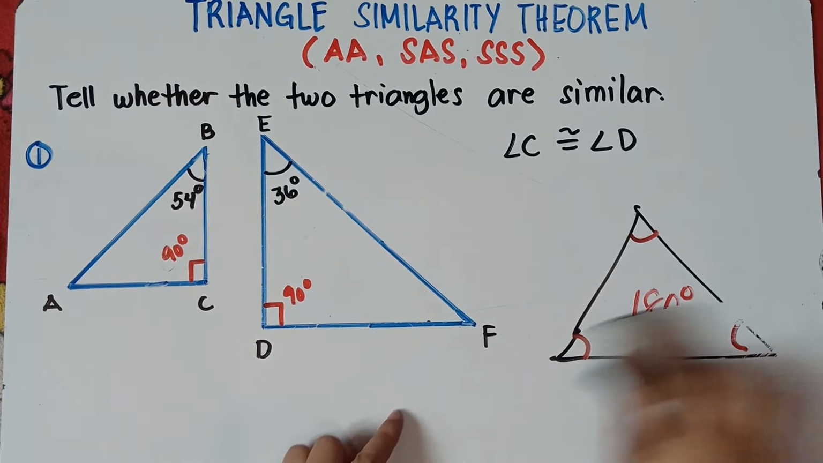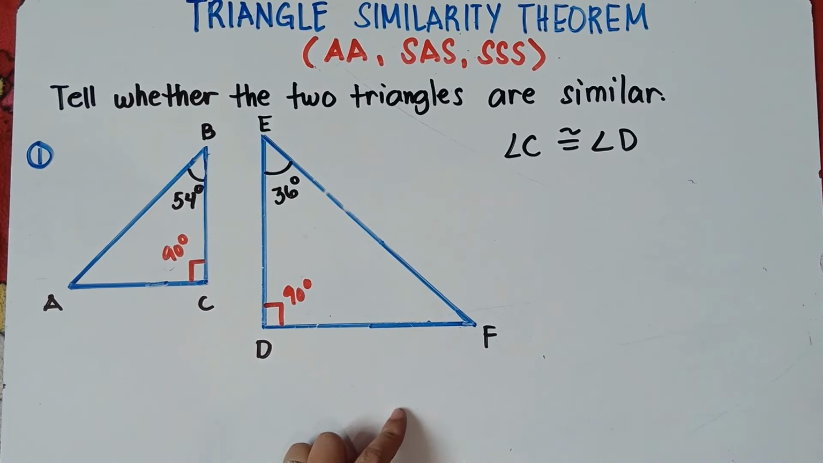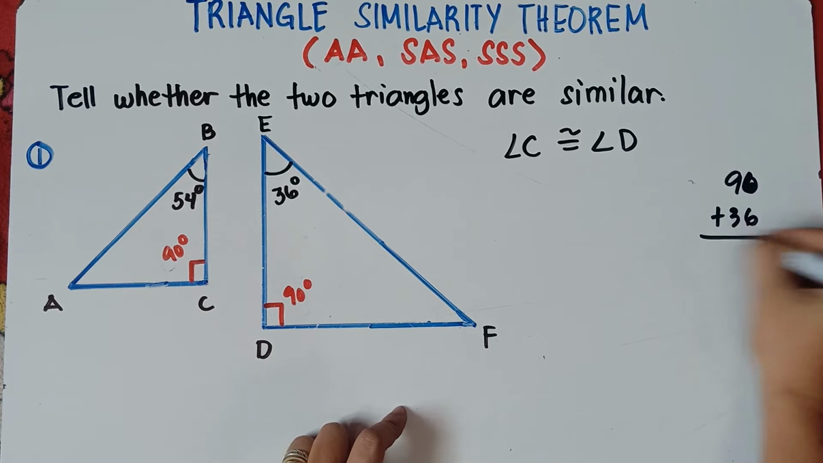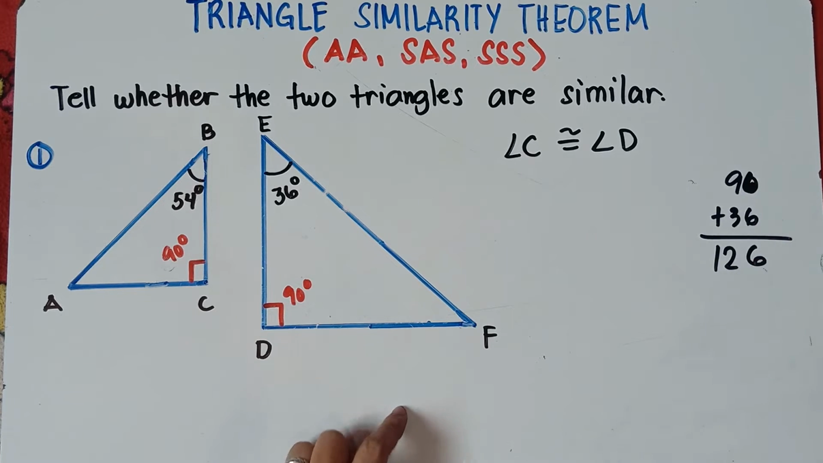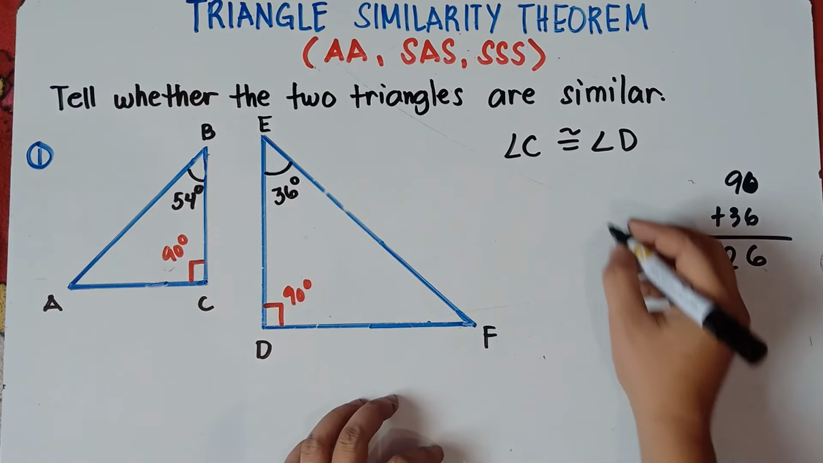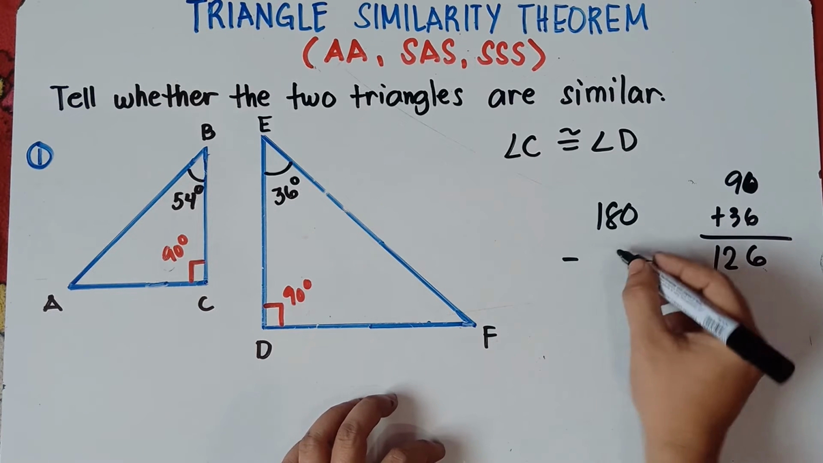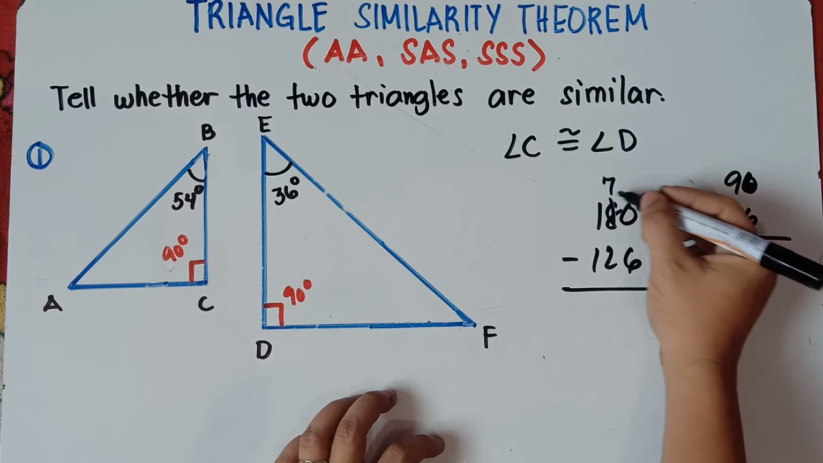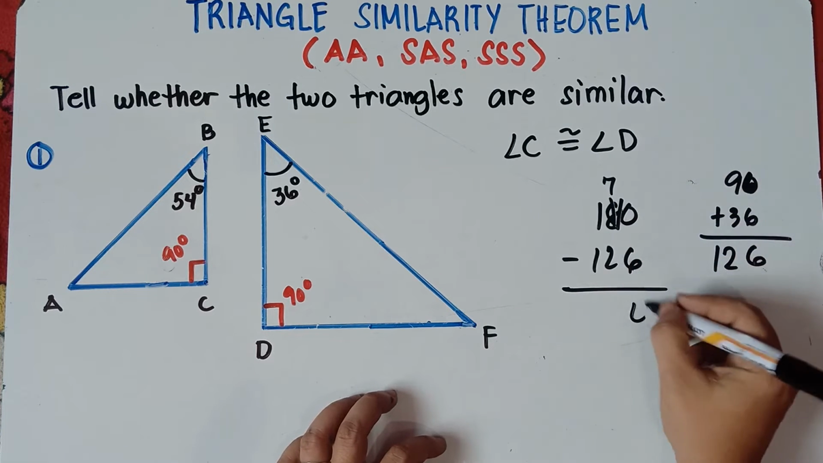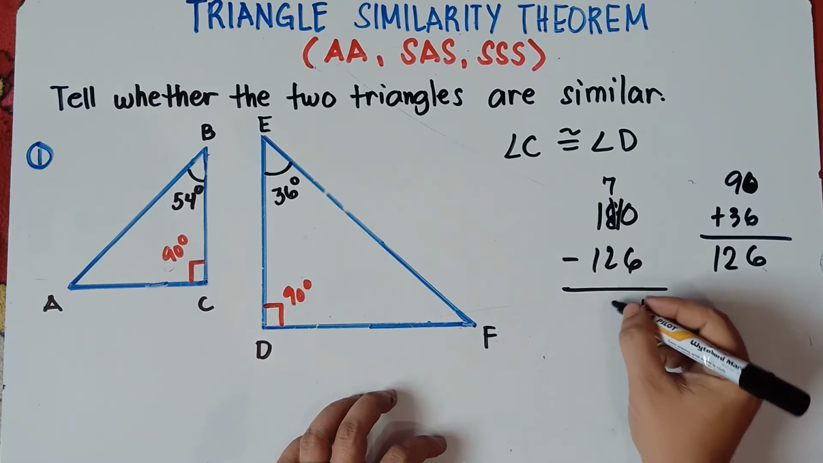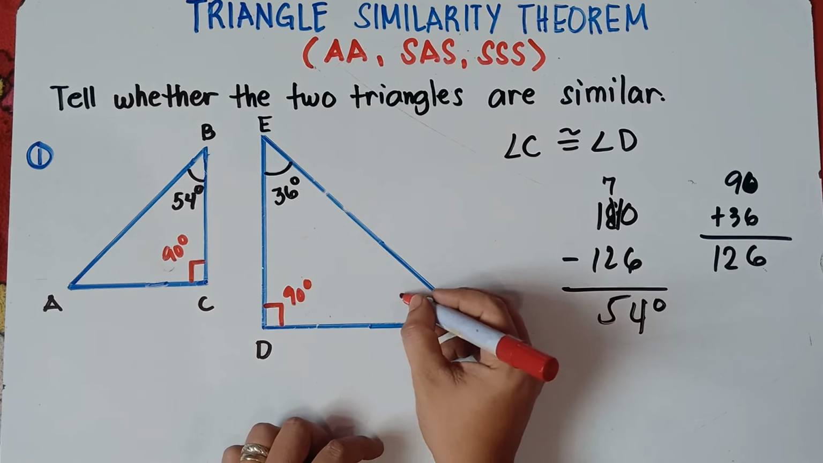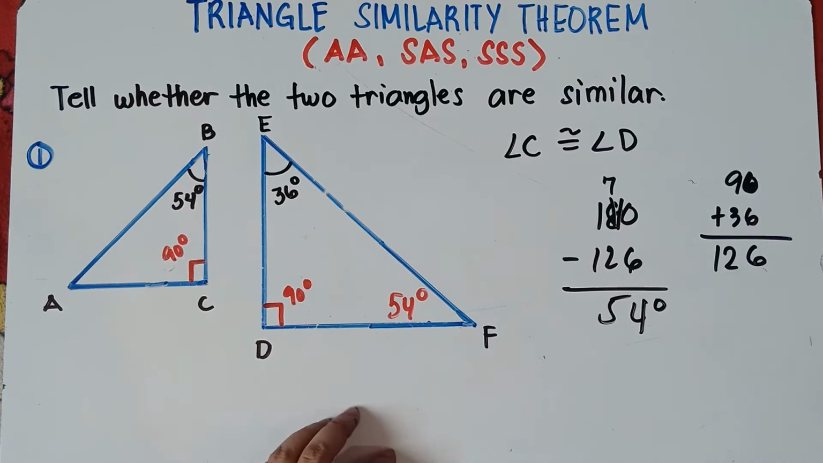Let's add this up: 90 plus 36. 0 plus 6 is 6, 9 plus 3 is 12. That is 126. We subtract this 126 from 180. So 180 minus 126. 0 minus 6 cannot be, so borrow 1: this becomes 7 and this becomes 10. 10 minus 6 is 4, 7 minus 2 is 5. That is 54 degrees. Therefore, this angle F is 54 degrees.